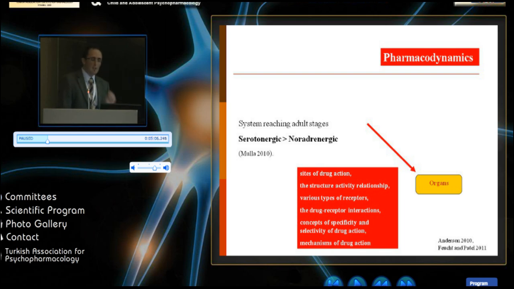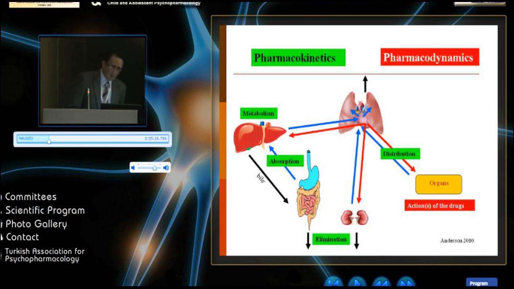So pharmacodynamically, these drugs cause certain effects on the body. When we look at the efficacy before and after the receptor, we see that it plays an important role in the physiological change. Serotonergic and noradrenergic systems develop after this one develops to the adult level.